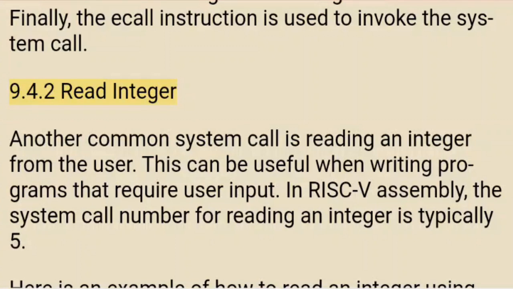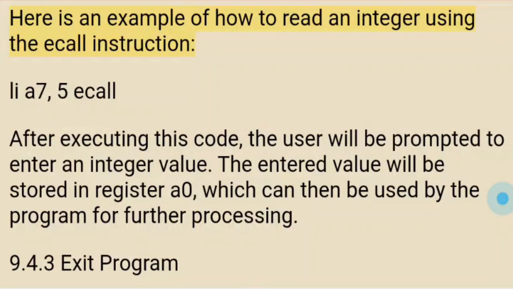9.4.2 Read integer. Another common system call is reading an integer from the user. This can be useful when writing programs that require user input. In RISC-V assembly, the system call number for reading an integer is typically 5. Here is an example of how to read an integer using the ecall instruction. li a7, 5 ecall. After executing this code, the user will be prompted to enter an integer value. The entered value will be stored in register A0, which can then be used by the program for further processing.